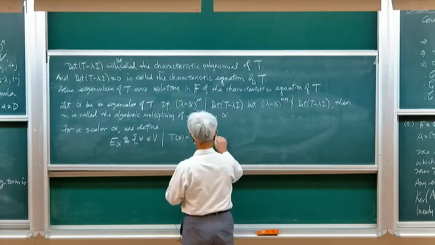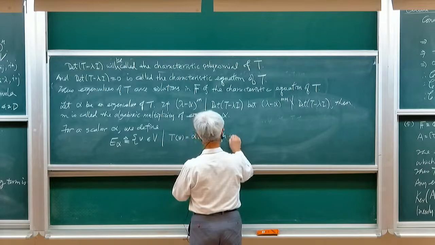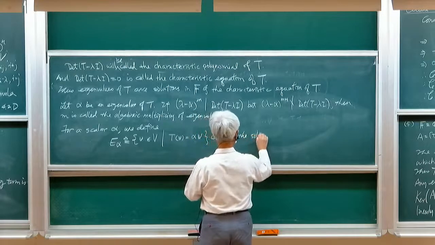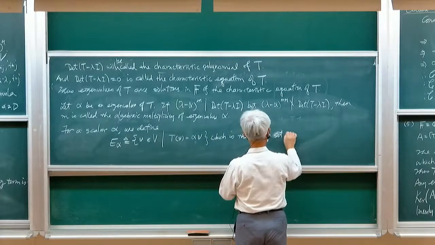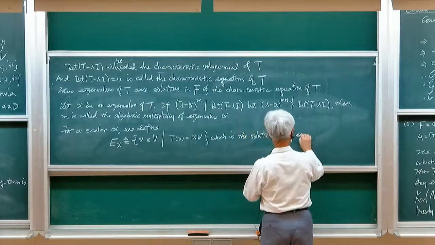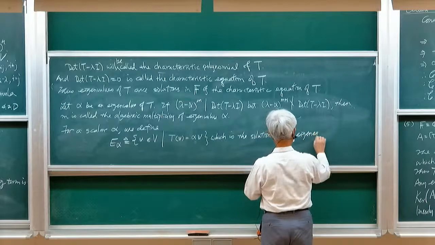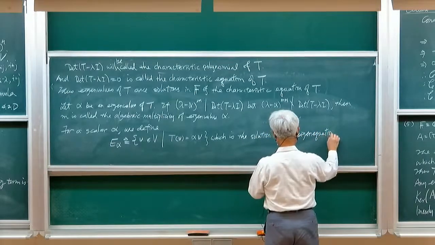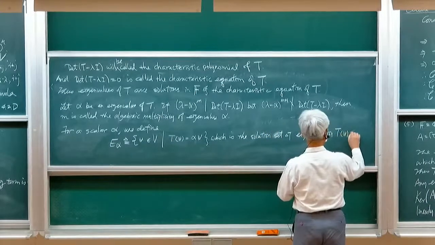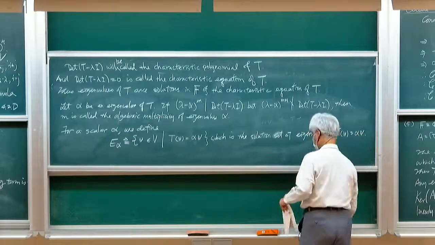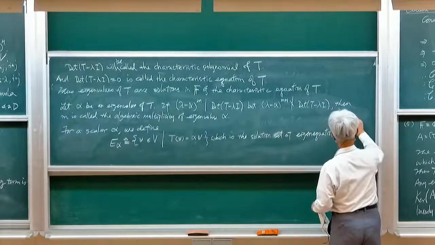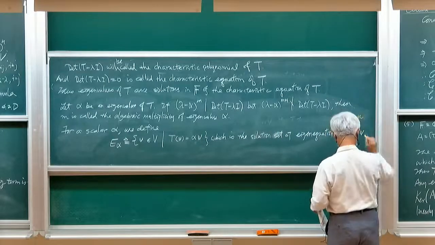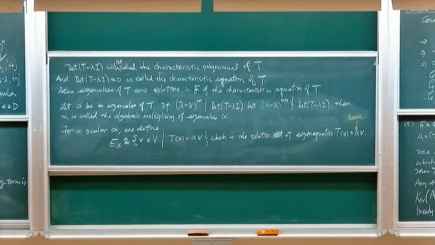Okay, which is the solution set of the eigen equation TV equal to alpha V. But here, alpha is known. Okay, so alpha is known. We already know that, and we'll try to solve it.